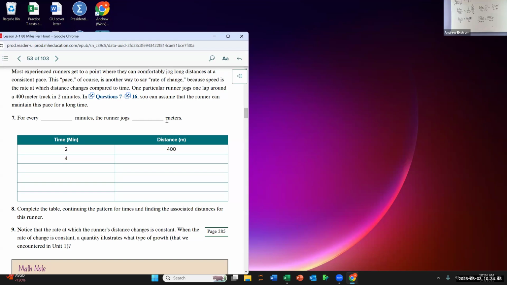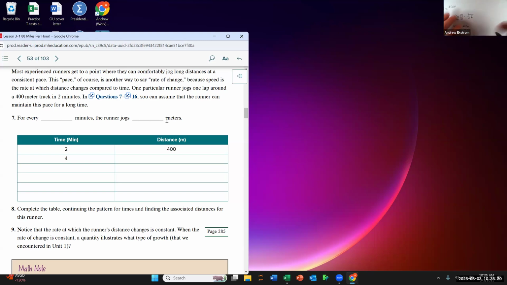So if I can look at this, a couple different ways we can answer this. If I look at this, this is double the time. So we should have double the distance, assuming that they're running or jogging at the same pace. So what's 400 times 2? 800. If we build this up again to say 6 minutes, how far will they have gone?